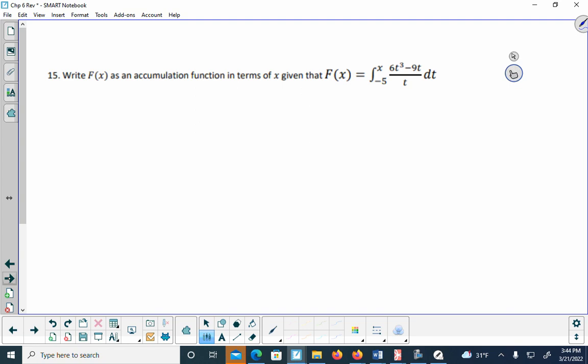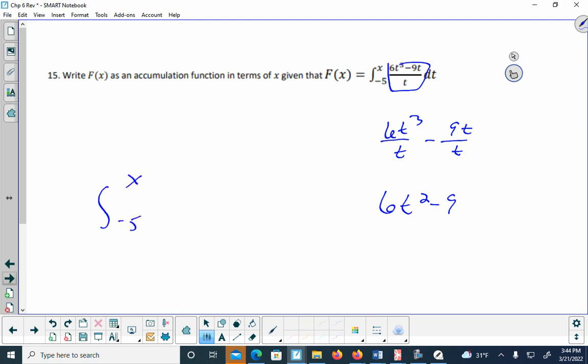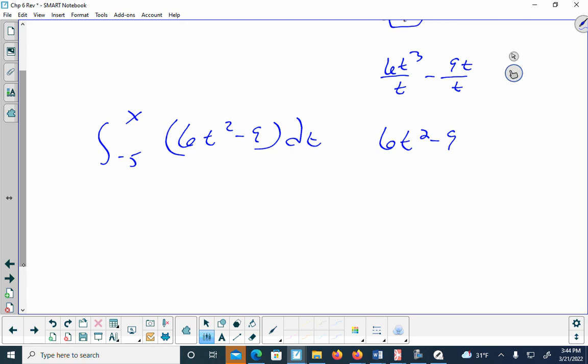In this one, it says write the accumulation function in terms of x, given that f of x is equal to that. The first thing I did is I rewrote this, and I thought of it as 6t squared over t minus 9t over t. What I can do then is I can either substitute in the x now, or I can take the antiderivative. So I'm going to take the antiderivative first.